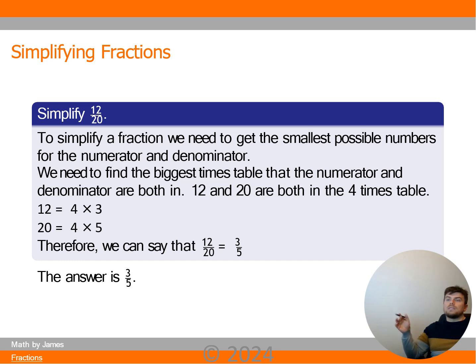Now we're going to look at simplifying fractions. To simplify a fraction, we need to get the smallest possible numbers for the numerator and the denominator. We need to find the biggest times table that the numerator and the denominator are both in. So 12 and 20 are both in the 4 times table. So therefore we can say 12 over 20 is 3 over 5, because we divide both by 4.